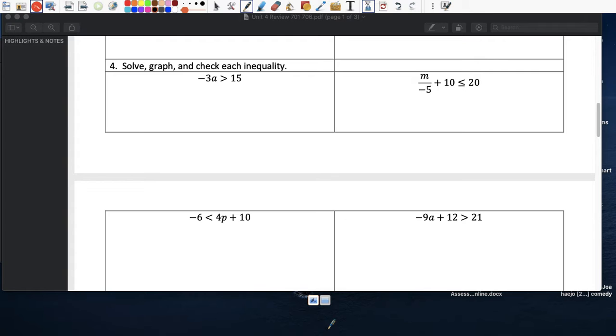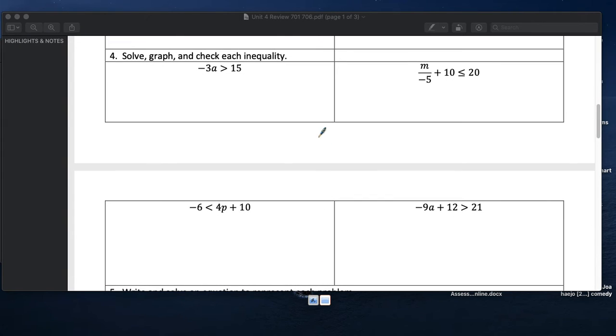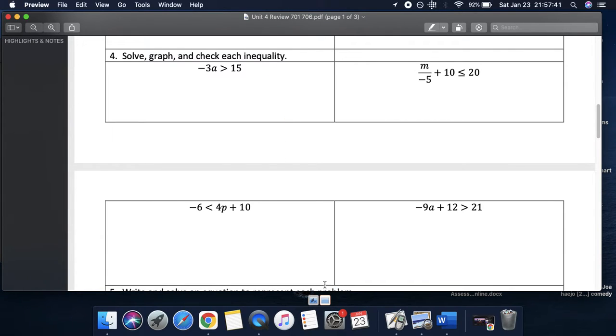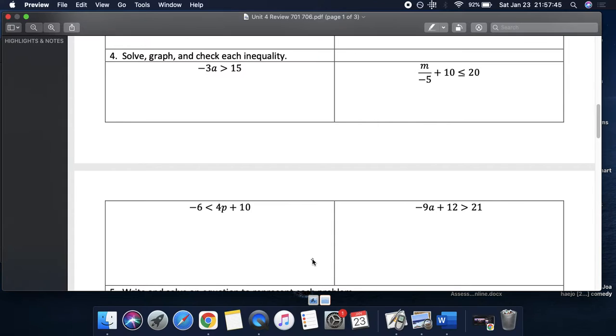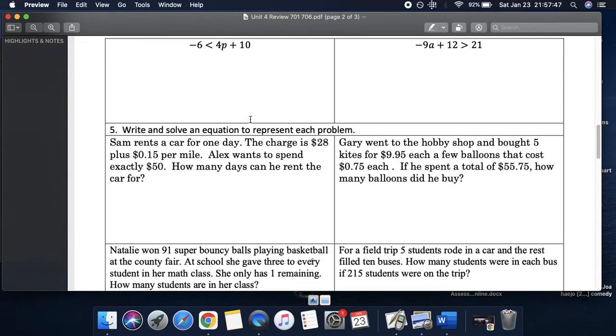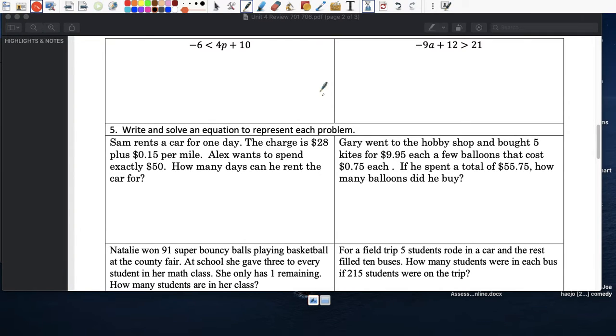Next problem. Notice that all these problems, I put those problems up so that you can make sure that you practice the part where, when you divide or multiply by a negative number, you switch the inequality to the other side.